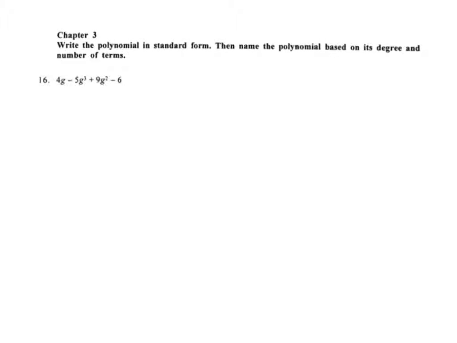All right, 16 and 17 say write the polynomial in standard form, then name the polynomial based on its degree and number of terms. So if we're writing it in standard form, that means we need our biggest exponent first. So I noticed that we have negative 5g to the power of 3, so that's going to go first.